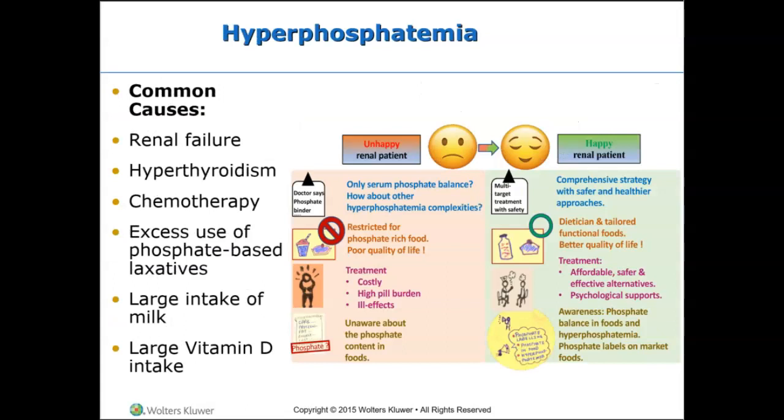Okay, hyperphosphatemia. Again, renal failure because we're keeping too many waste and electrolytes in our body, right? It could be too from chemotherapy. It could also be from patients consuming a large amount of milk and large amounts of vitamin D. It could be an excessive use of phosphate-based laxatives. That's a big one, right?